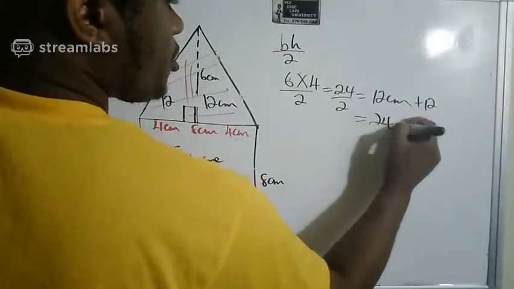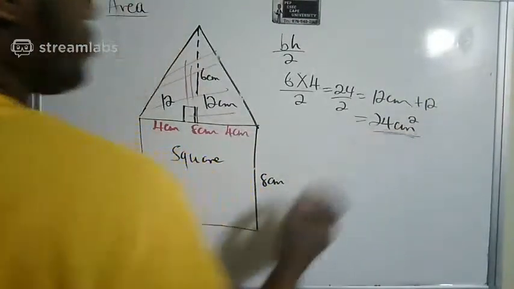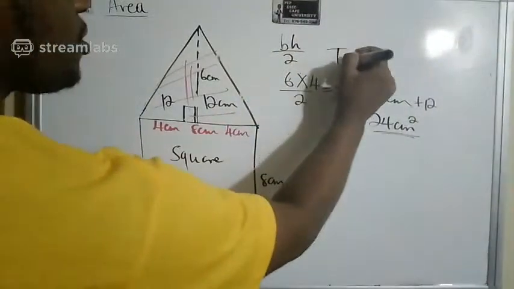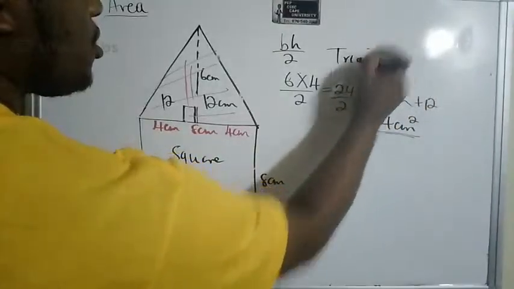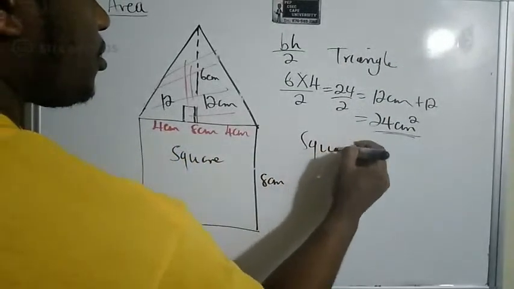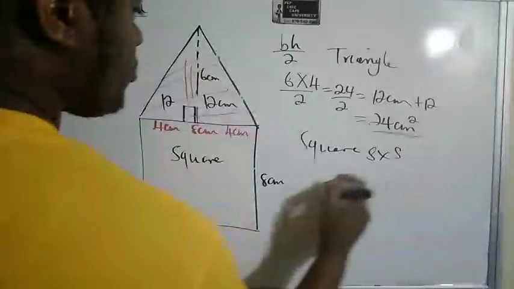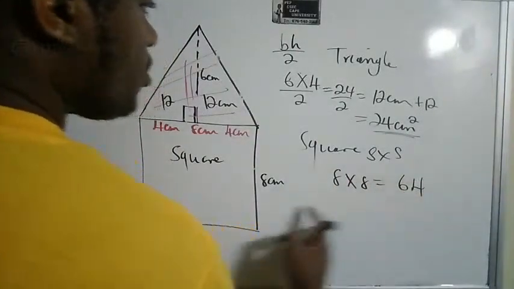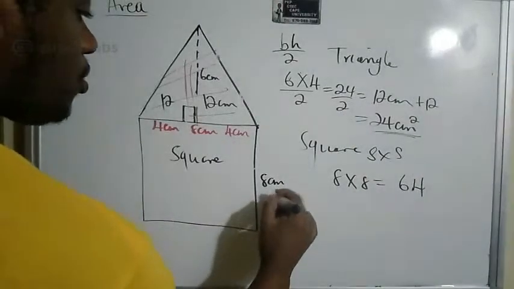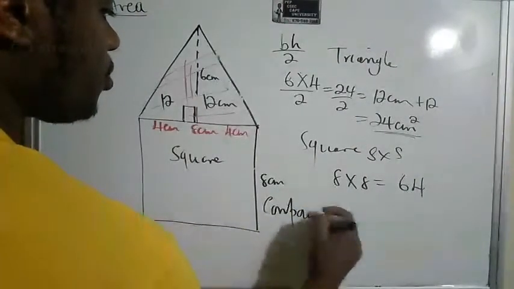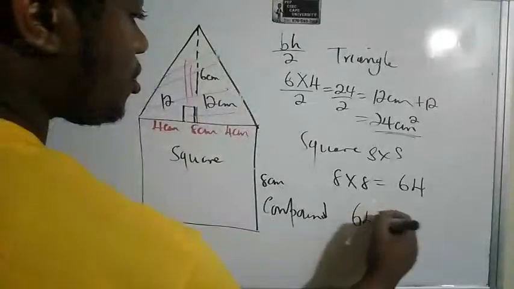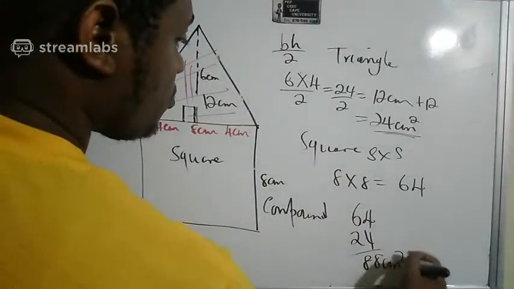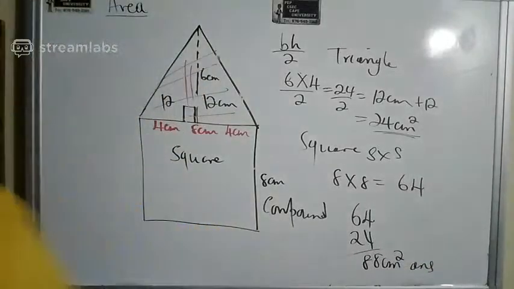So the area for the triangle is 24 centimeters square. Now we can find the area of the square, which is side times side. So that's 8 times 8, which is equal to 64. Now, for the compound shape, we're going to combine both areas. So it's 64 plus 24. That's 88 centimeters square, and that will be our answer.